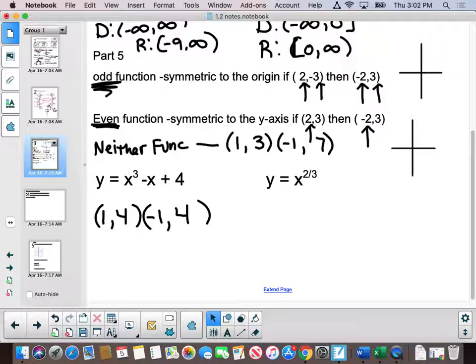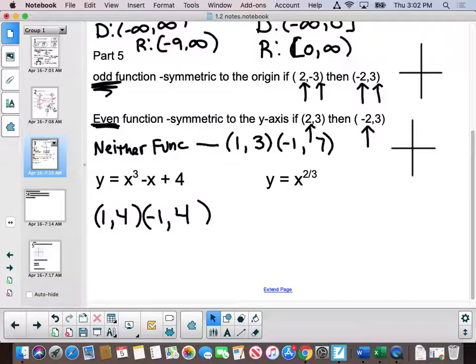Now let's look at the 3 and the -3. Is it for sure an even function, looking at the 3 and the -3? Look at the 4 and the -4. Do you see that if you don't test more than 1 point, it might look like an even function, but it's really a neither function, isn't it? This is definitely a neither function.